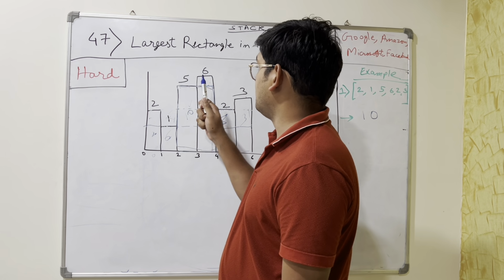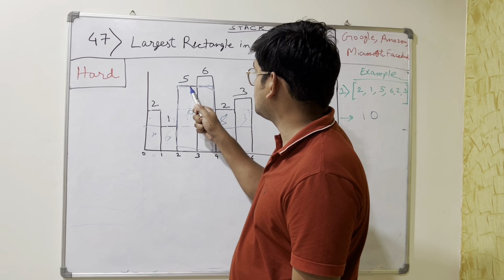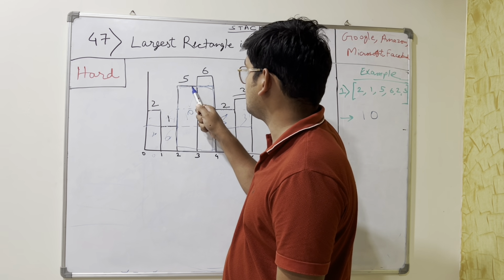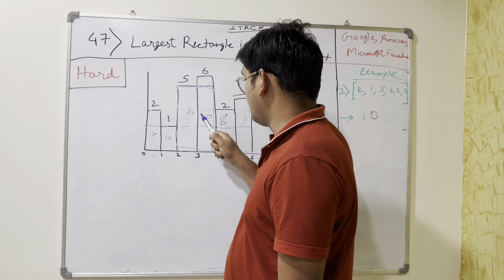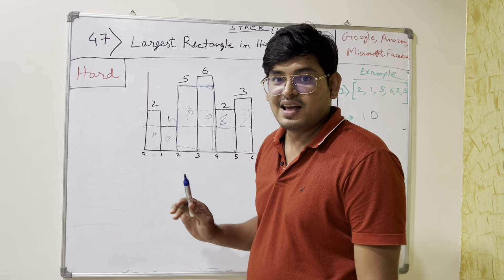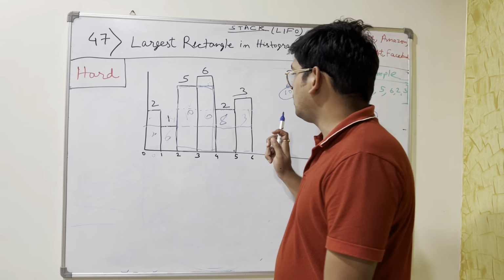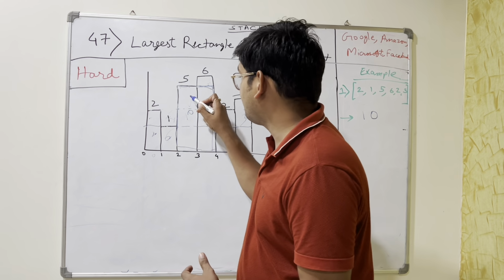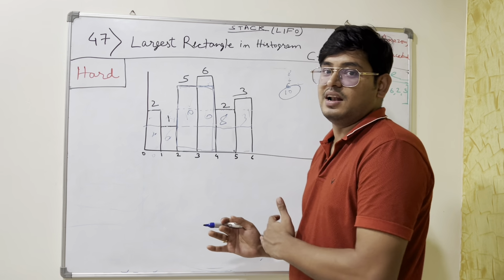For example, for 5 we could extend, we tried to check what is the next smaller than this. So 6 is not smaller than this, we increased our length, breadth from 1 to 2. But the next one was smaller than this, we could not extend. It is similar to the 42nd or 3rd question that I solved, next greater element. Here we are finding for every element the next smaller element.